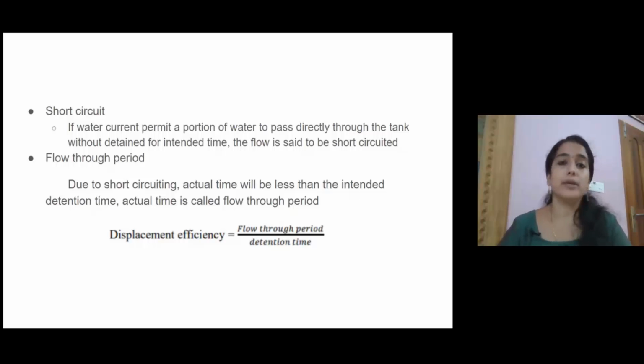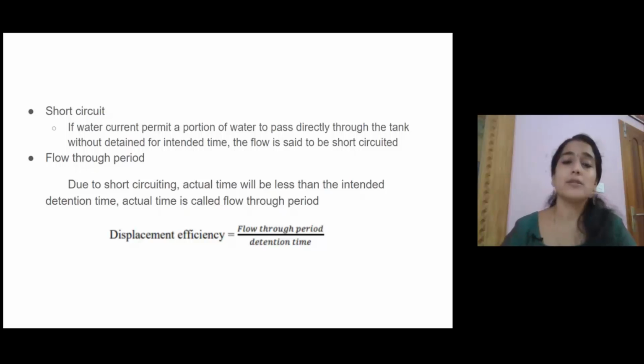Then short circuiting. What is short circuiting? Short circuiting means the sediments entering the sedimentation tank do not settle in the tank and enter the overflow instead.